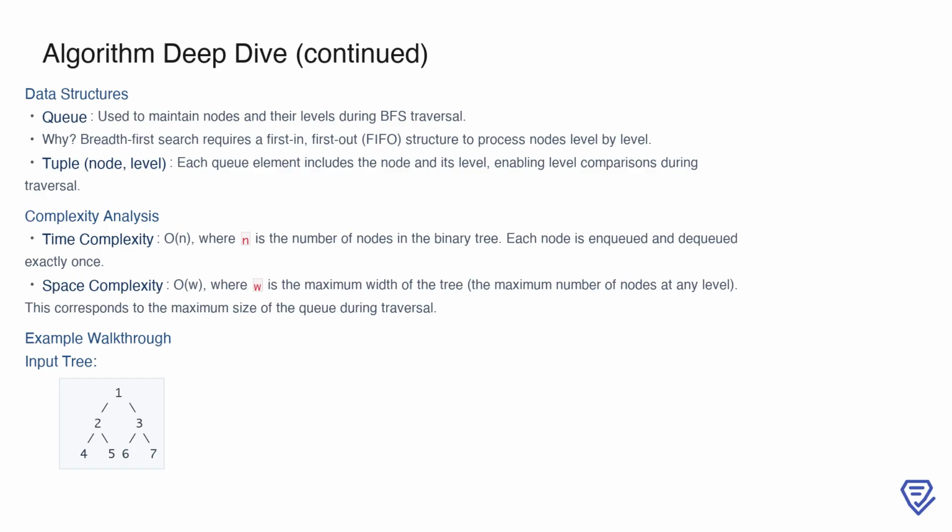level. Each entry in the queue is a tuple containing the node and its level, allowing us to compare levels as we traverse the tree. This design ensures that we can determine the relative positions of nodes efficiently.